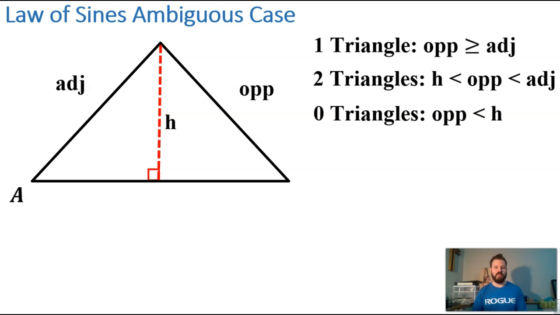And if you prefer more of a visual definition, here's my angle, side, side. We have the opposite side of the angle and the adjacent side of the angle. It's one triangle when the opposite is greater than or equal to the adjacent, two triangles when the opposite is between the height and the adjacent side, and zero triangles when the opposite is less than the height.